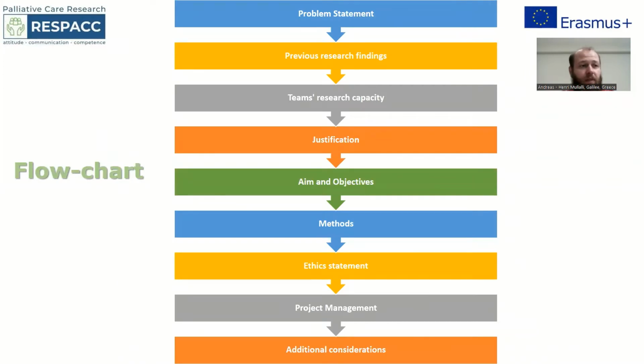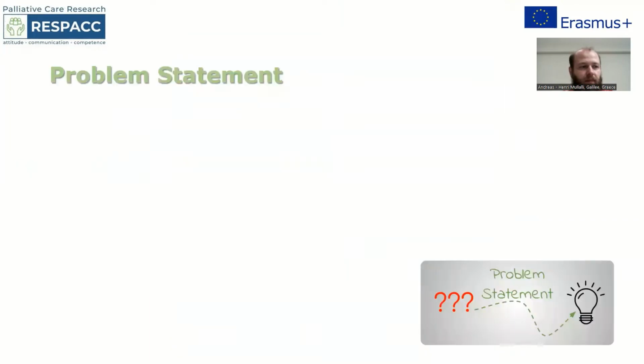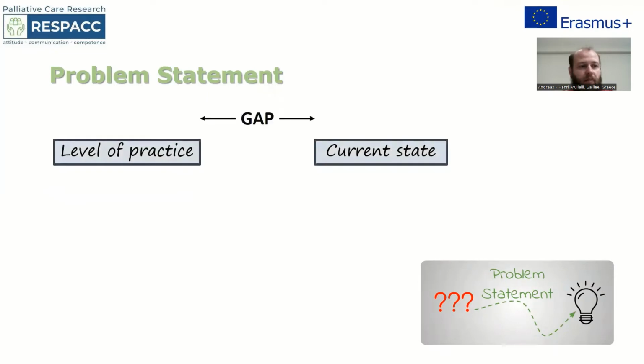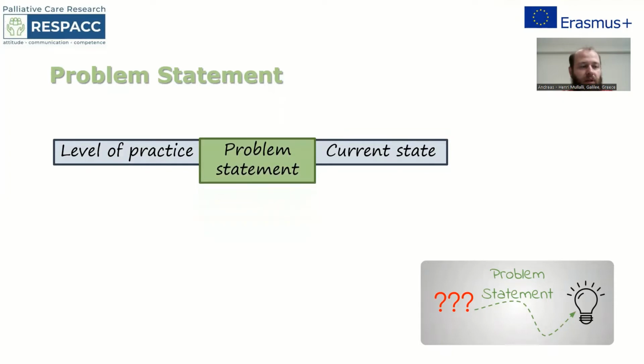On behalf of the RESPACC Erasmus Plus project, I will present the problem statement from the research proposal flowchart. Before we analyze the problem statement for Galilee's research project, I will try to explain a few things on what the problem statement is. A problem statement in research briefly describes a gap between the ideal level of practice and the current state, while introducing an investigation to understand and address it.